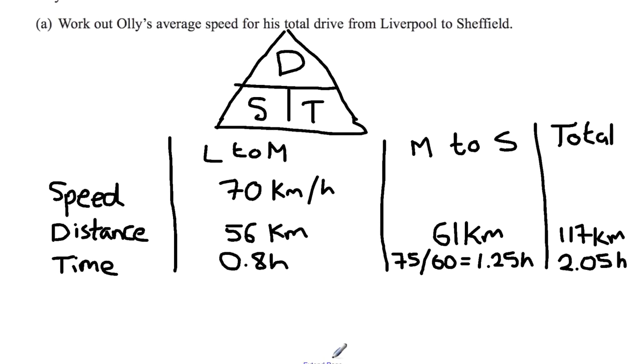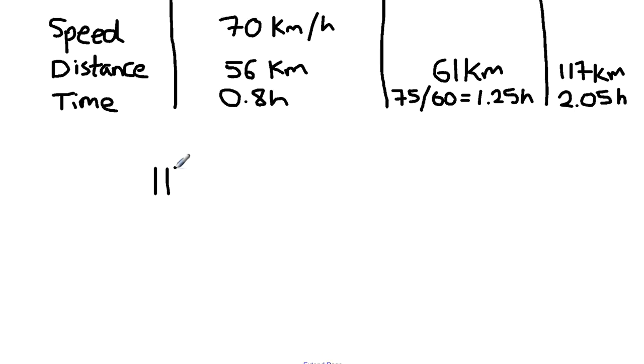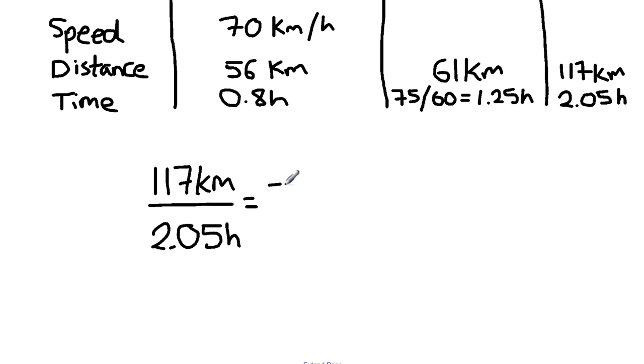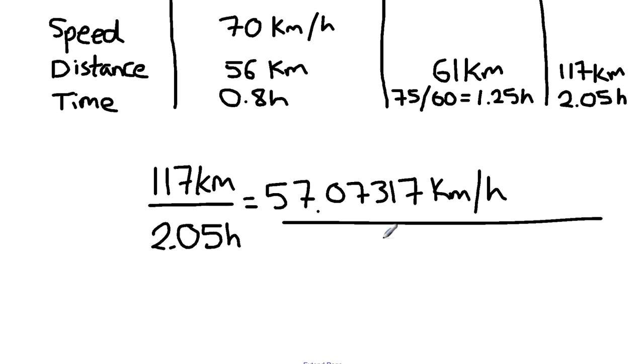So therefore, the average speed is 117 kilometres divided by 2.05 hours, which equals 57.07317 kilometers per hour. So that's your final answer.